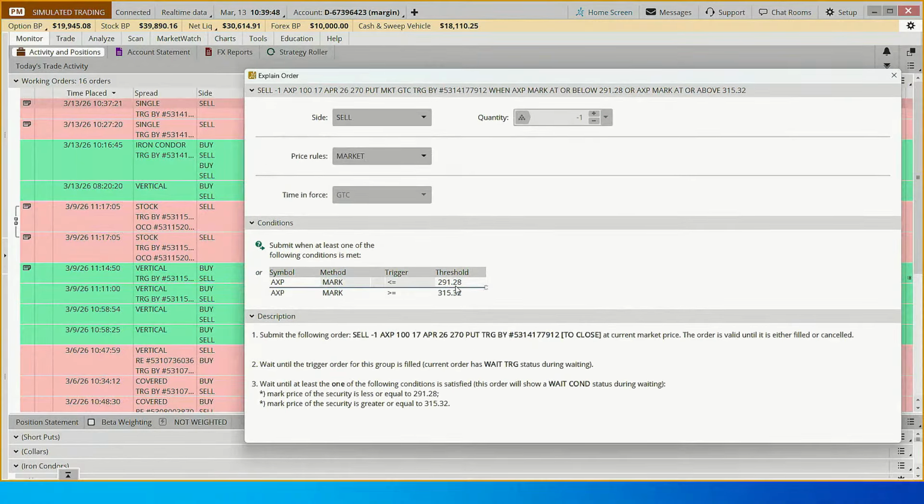So our target is 291.28. So I think that's correct. Or 315.32. So I think that's okay. Exit is wrong. Oh, I made it. Yeah, no, it's 315. It is 315. And that's what it's supposed to be.